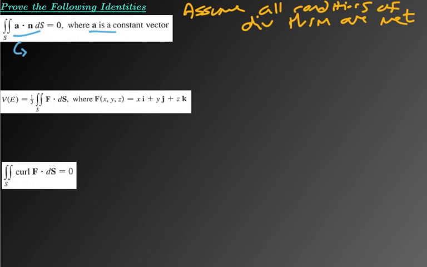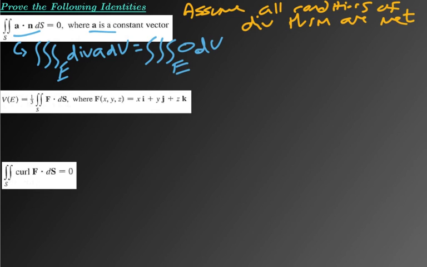So by the divergence theorem, this would equal the integral of the divergence of a dV, but if a is a constant, you're just going to be taking partials of constants, and that would all equal 0. So you'll have 0 dV over E, and of course that's equal to 0. So that's all you got to do for that one. That's pretty quick.